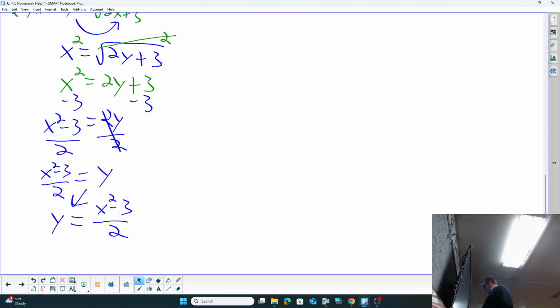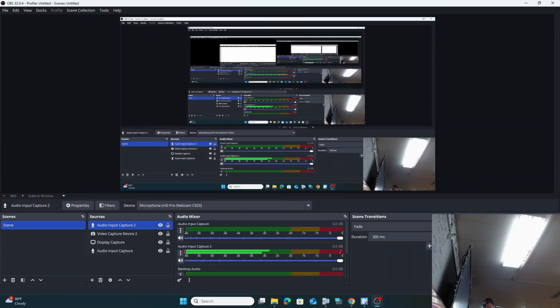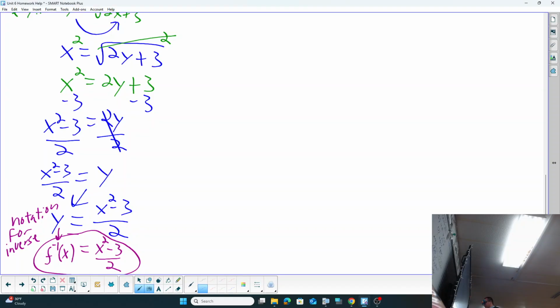So then we say that y becomes the notation, right? The notation for inverse is f negative 1 of x equals x squared minus 3 over 2. There's our answer. Okay, we'll finish off now.